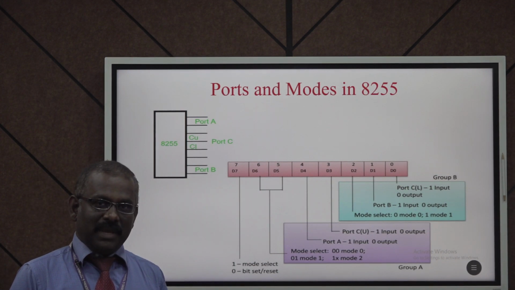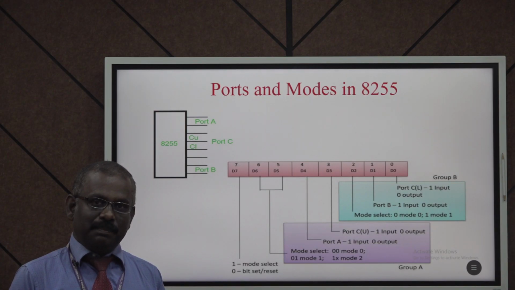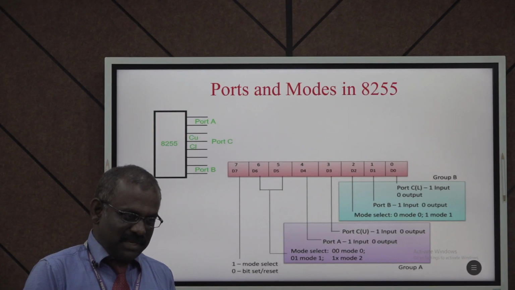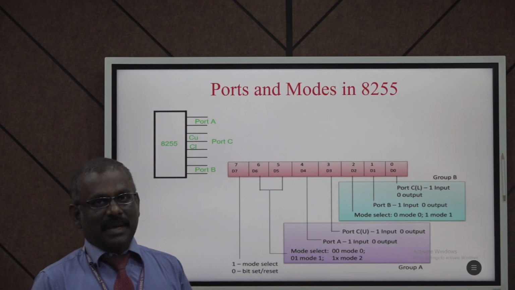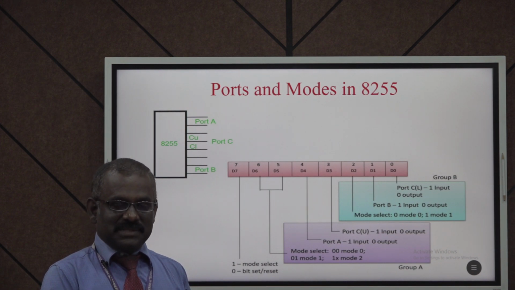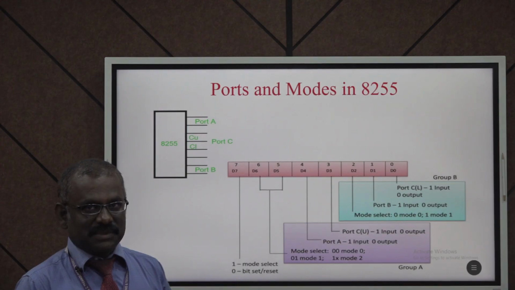Both port C lower as well as port C upper use 4 pins. Port C lower uses the pins from PC0 to PC3, whereas port C upper uses the pins from PC4 to PC7. Here we are dividing port C into port C lower as well as port C upper to support different modes of data transfer between the external I/O devices and the processor.